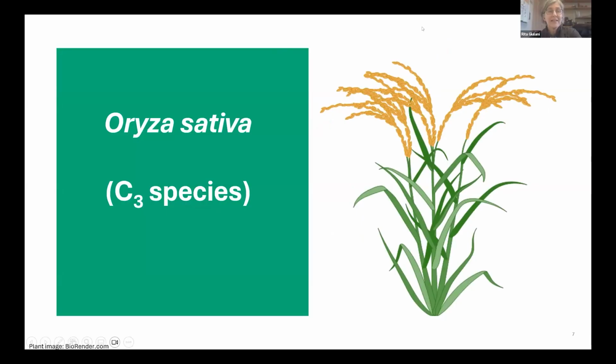Hello all, I am Rita Giuliani and I'm showing you our results using the new stable isotope trace analyzer on rice. The species is Oryza sativa and is a C3 species, so C3 photosynthetic machinery.